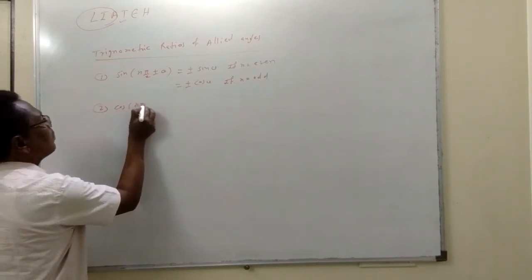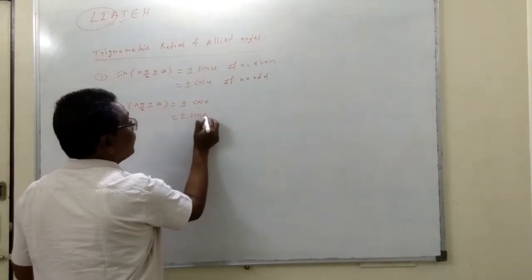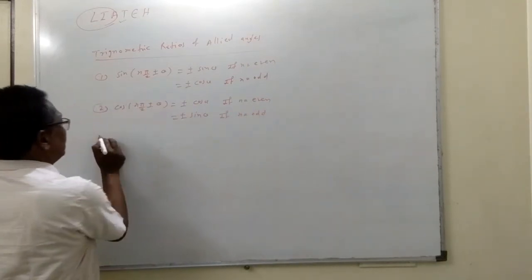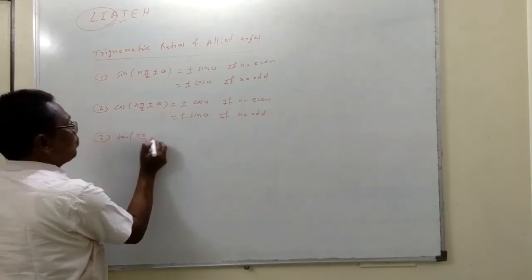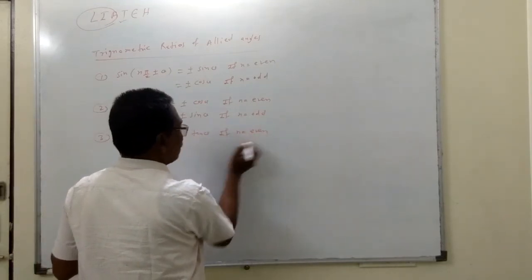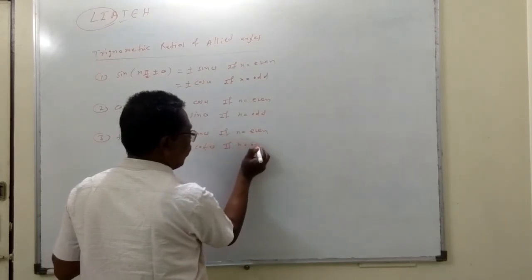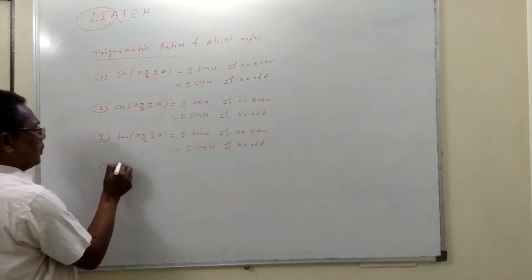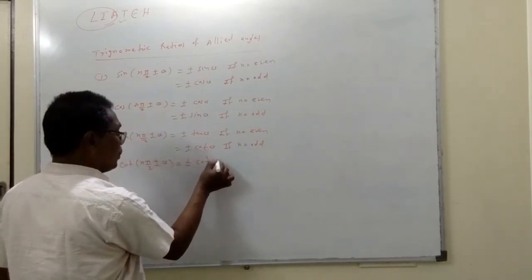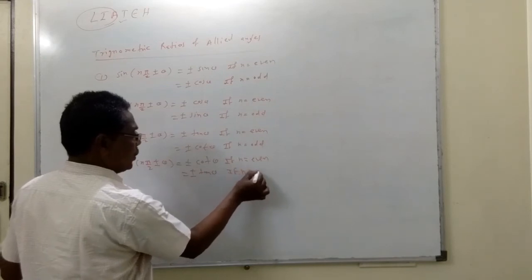In the same manner, cos of n pi by 2 plus or minus theta is equal to plus or minus cos theta if n is even, or plus or minus sin theta if n is odd. Tan of n pi by 2 plus or minus theta is equal to plus or minus tan theta if n is even, and plus or minus cot theta if n is odd. Cot of n pi by 2 plus or minus theta is plus or minus cot theta if n is even, or plus or minus tan theta if n is odd.